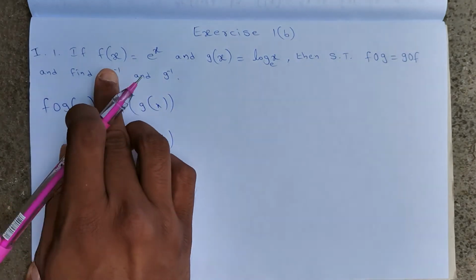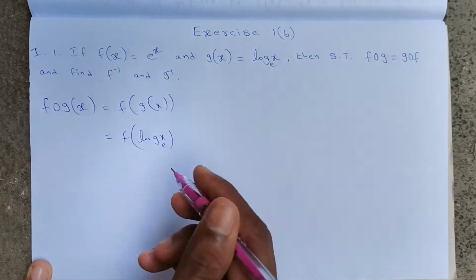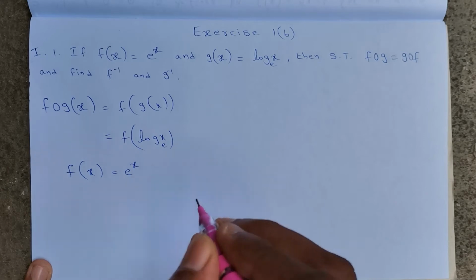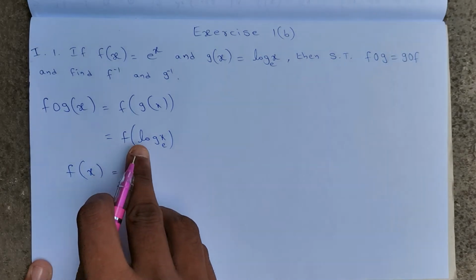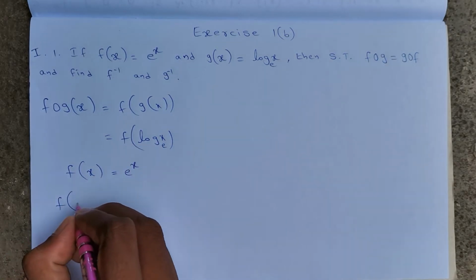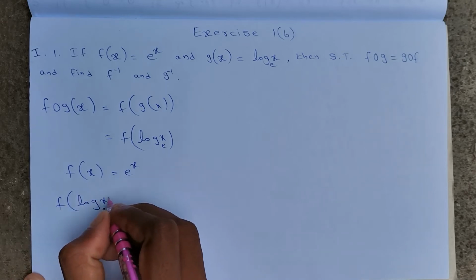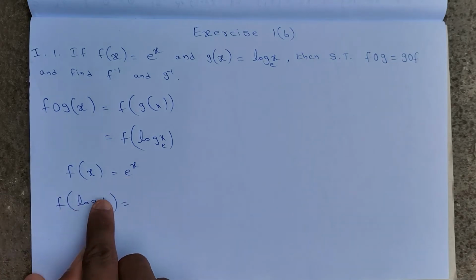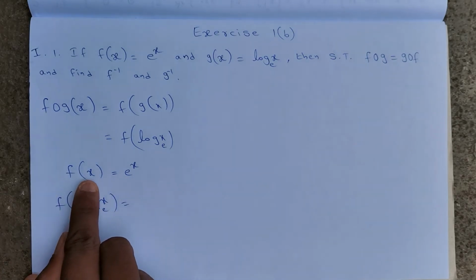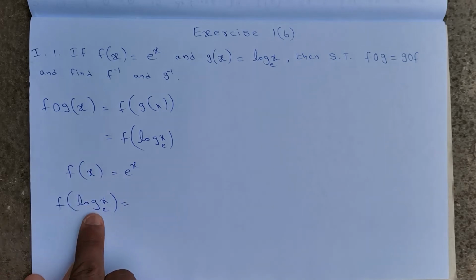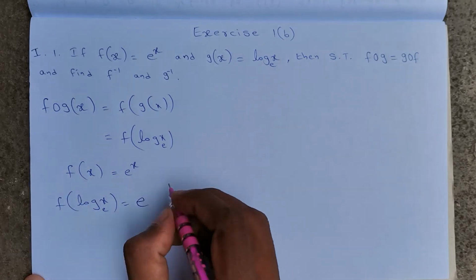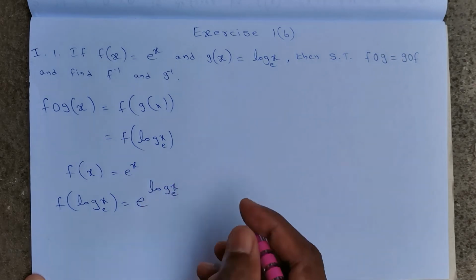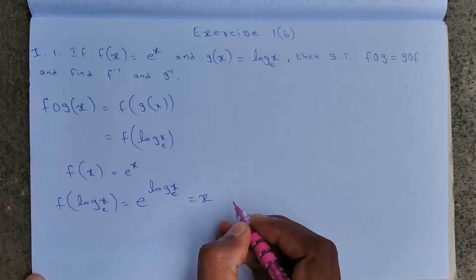If you observe the question clearly, f of x is given as e power x. We need to find the value of f of log x base e. So f of x is given, and the f of log x base e value is needed. It means in the place of x we need to substitute log x base e. So e power log x base e. E power log x base e is nothing but x.